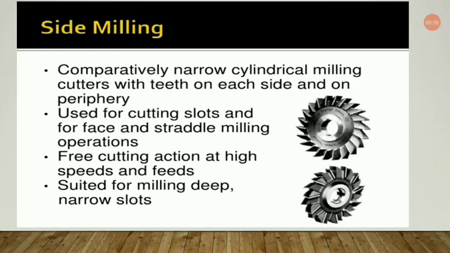Now coming to the side milling cutter, it is a comparatively narrow cylindrical milling cutter with teeth on each side and on the periphery, and it is generally used for cutting slots and for face and straddle milling operations. It has free cutting action at high speeds and feeds. It is suited for milling deep and narrow slots. Previously, in the previous slides, we discussed different types of angular cutters.